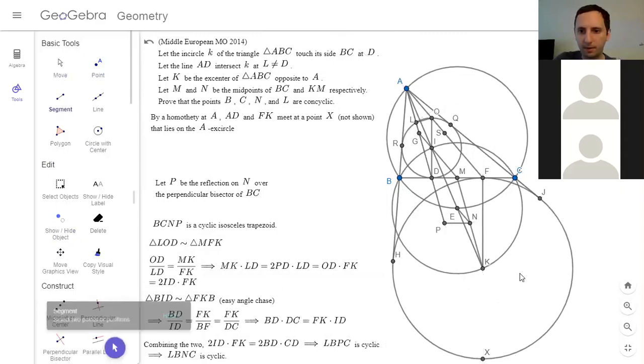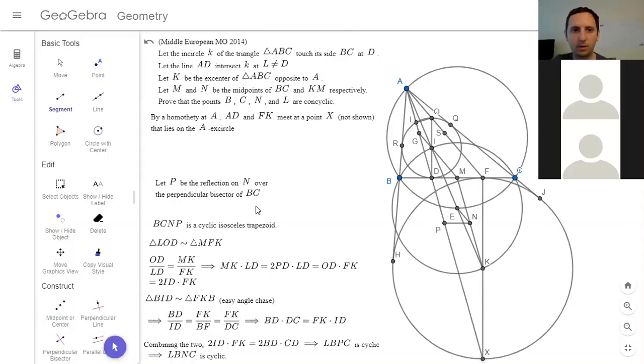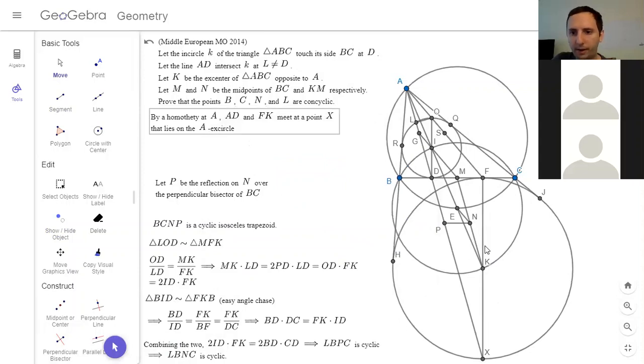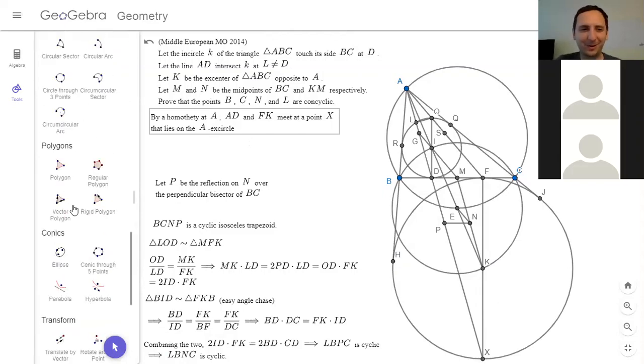K is the midpoint of FX and M is the midpoint of FD. So MK is parallel to AD. Hey, Akan. So now we have 3 people from Turkey.